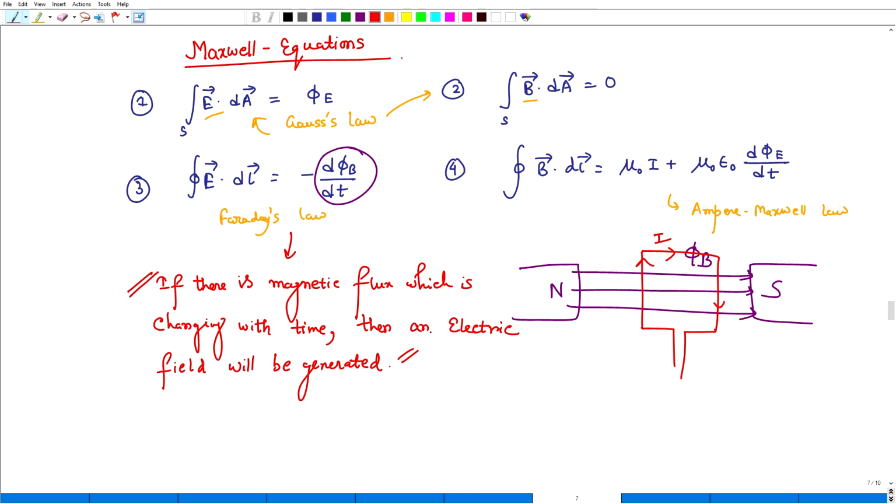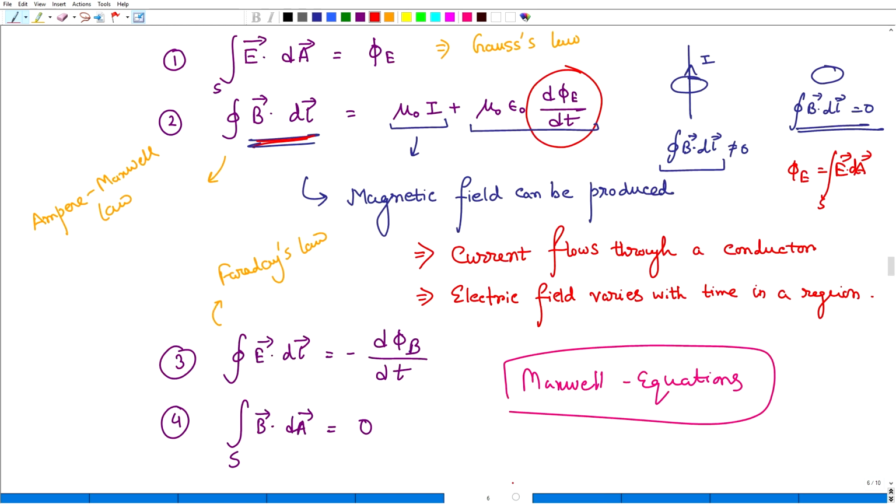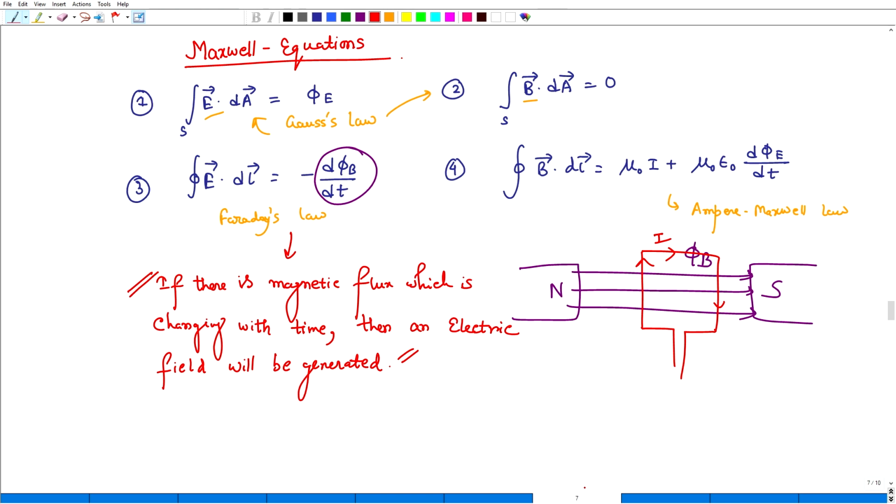And the fourth one, the Ampere-Maxwell law. As we discussed before, the impact of these two laws is that a magnetic field can be produced if current flows through a conductor or an electric field varies with time in a region. Okay, so what is the main output of these four Maxwell's laws? It is that if there is a magnetic field which is changing with respect to time, that can create an electric field.